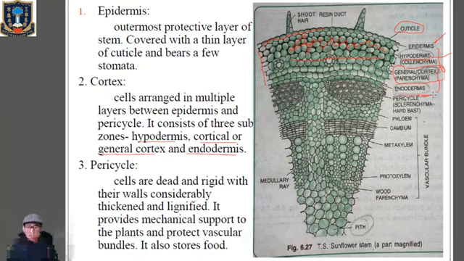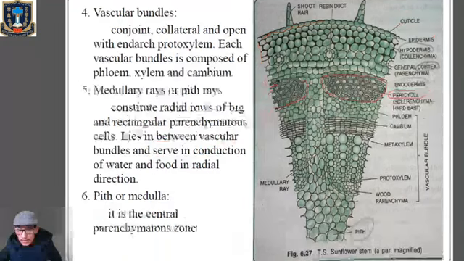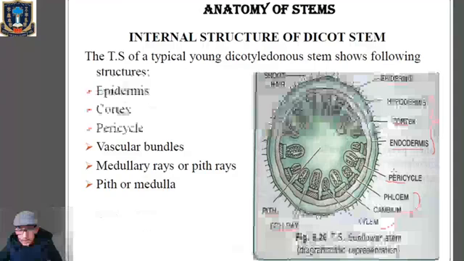Now just below the cortex we will find the next portion, which is called the pericycle. So now we are going to learn about the pericycle portion of the dicot stem. Here you can see the pericycle. This is also the pericycle part, and even this is the pericycle part. Alright, so you might be confused. So now you can see over here.